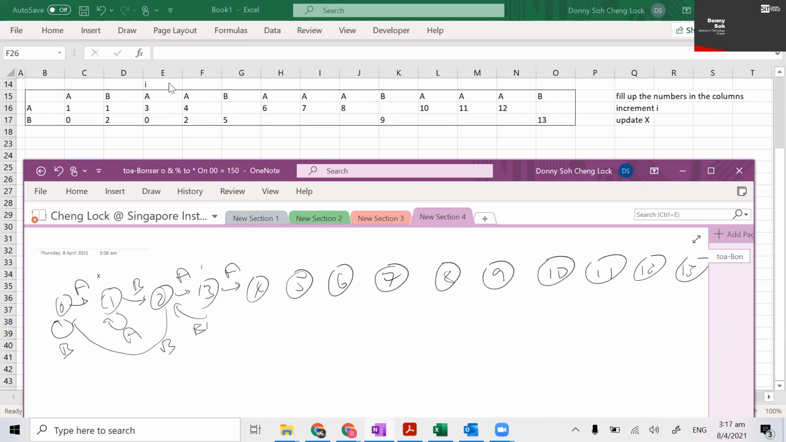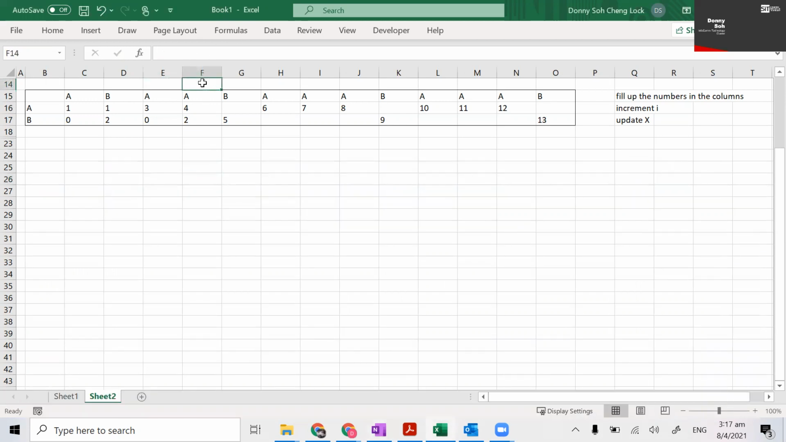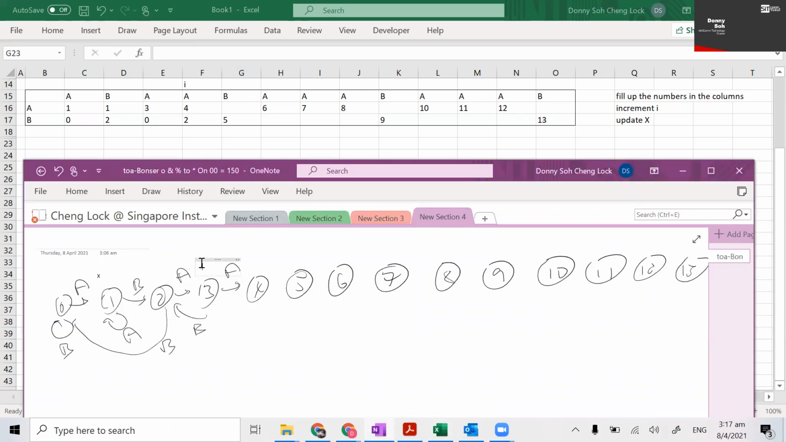So the next thing is I want to update my I. I goes, if I do it correctly, to the next. Okay. What will happen to X if it sees an A? It stays in state 1, so it doesn't change. Next, from 4 to 5, I have to see a B. So this will be a B.